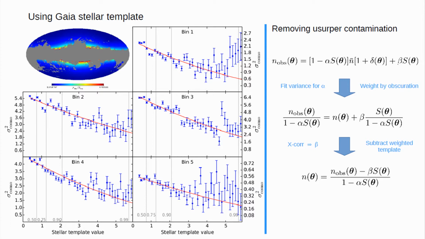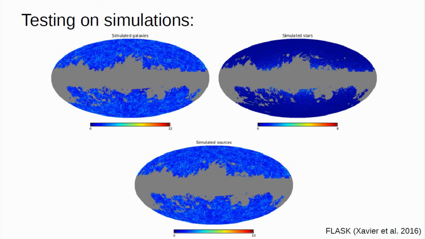Okay, I showed here just the theoretical side, so I'll prove to you that it works on simulations. So I used FLASK to create simulations of galaxies, and it's hard to see here, but there is an obscuration effect here as well. I decreased the number of galaxies near the galactic plane. And also I simulated stars using FLASK as well, and you can see that you have a certain number of stars here near the galactic plane. And then you just sum the two and you have a map of sources that is a mixture of galaxies and stars, right?